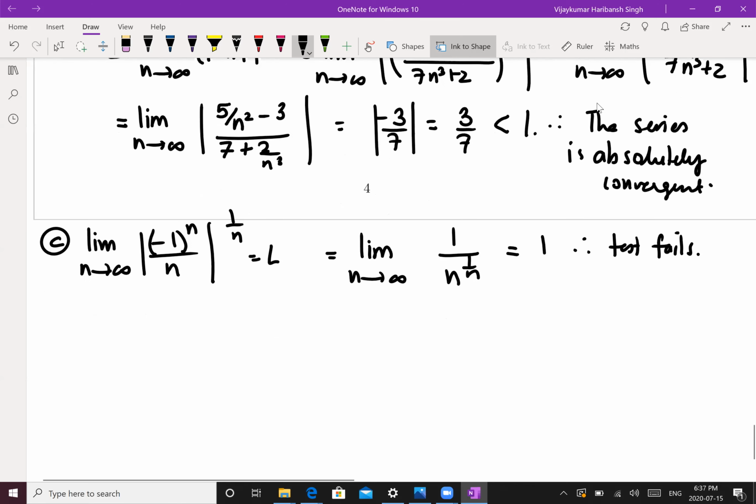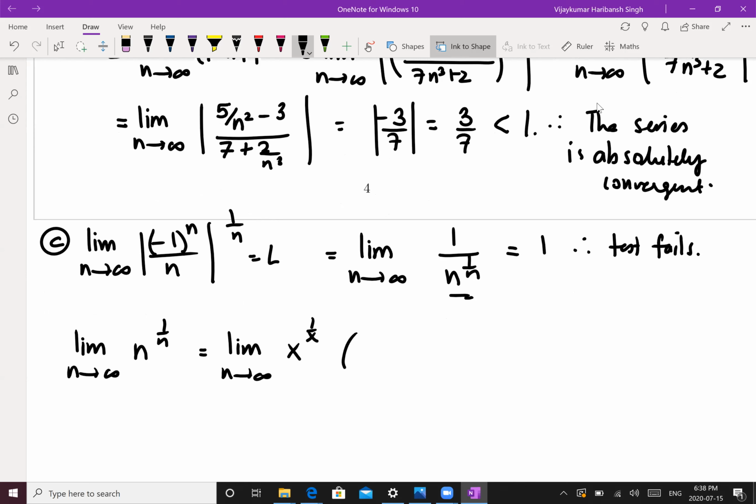Now, let's remind ourselves why this limit is 1. We'll compute this limit separately. The limit as n goes to infinity of n to the power 1 over n is the same as the limit as x goes to infinity of x to the power 1 over x. And what form is it? It's of the form infinity to the power 0, which is an indeterminate form, right? So we can apply L'Hopital's rule. So let this be L.